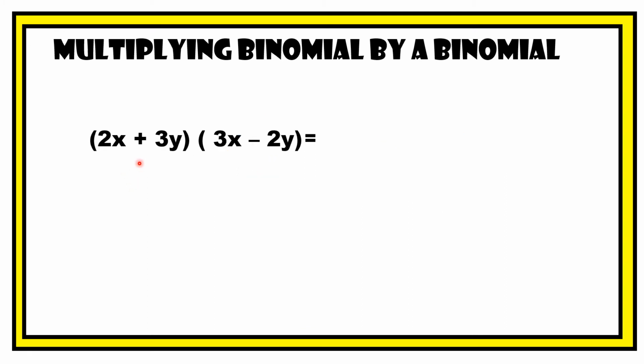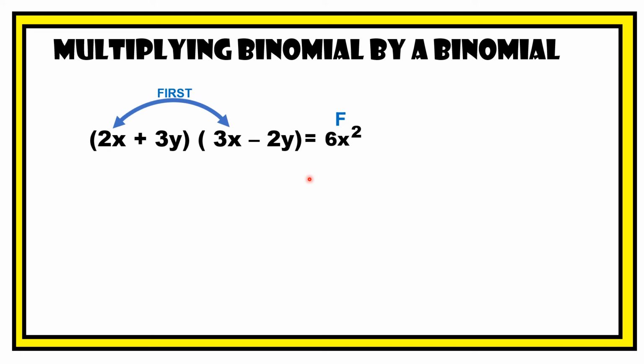Next example, 2x plus 3y times 3x minus 2y. So, first, hanapin muna natin ang first term. Ang first term ay 2x at 3x, correct? So, multiply natin. So, we have 6x squared. Kasi 2 times 3 is 6, tapos add natin yung exponent.